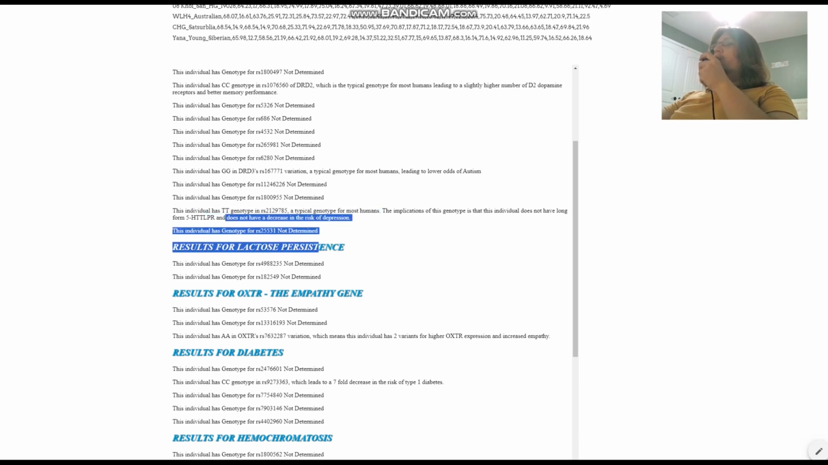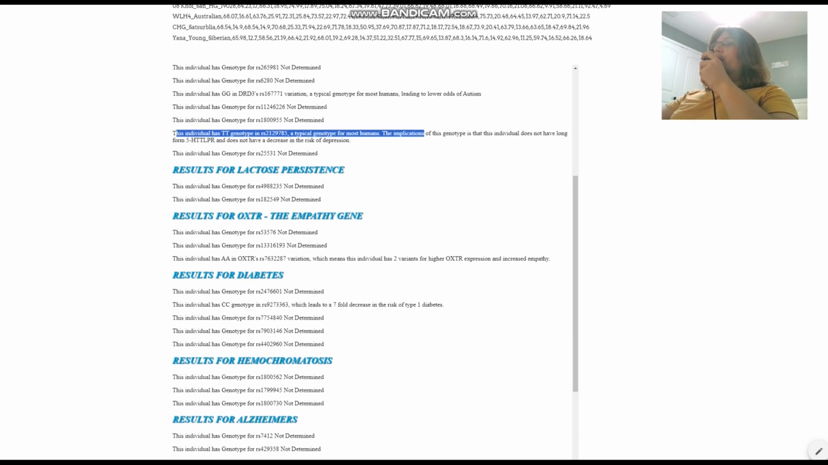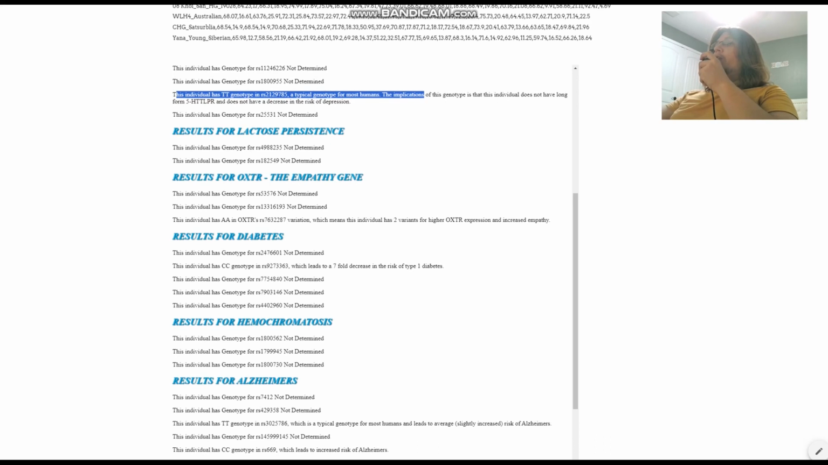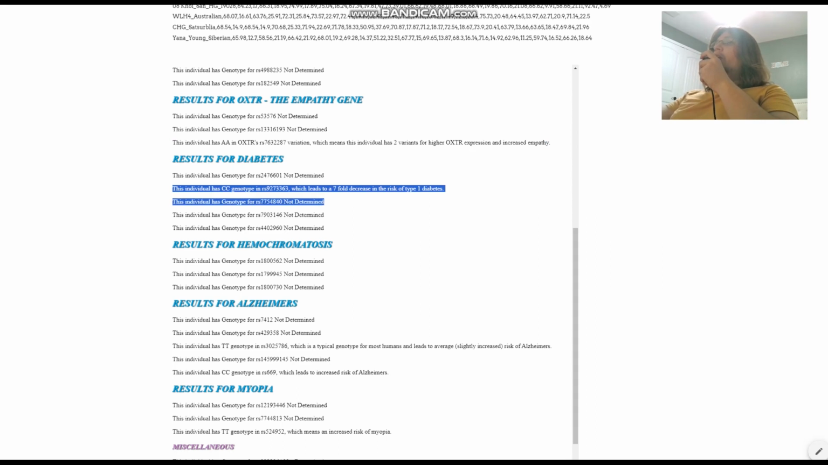Now, some of us, like for example me, have the long form 5-HTT-LPR. So for me, that would mean I have a lower risk of depression compared to most people. But most people have the short form just like this individual, slightly higher risk of depression and problems with transporting serotonin. For the empathy gene, OXTR, he's got AA here, which means this individual has two variants for higher OXTR expression and increased empathy.